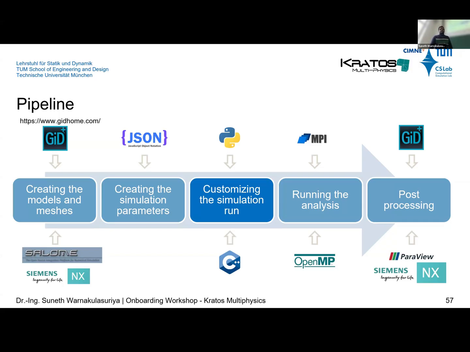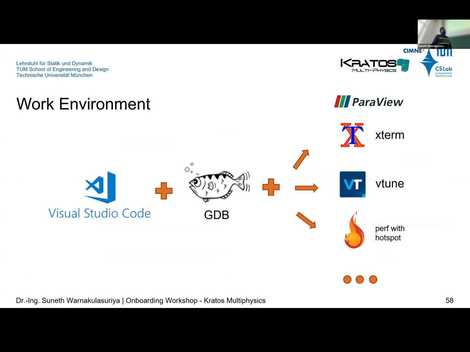The maximum flexibility is in C++. These are the environments which we propose if you are gonna work with Kratos, but there may be some other ones which I'm not familiar with. But these are the ones which I use basically. VS Code is my best friend basically, but some people might use the MSVC. Fine. And we use the GDB, which is a GNU debugger, to debug Kratos code.